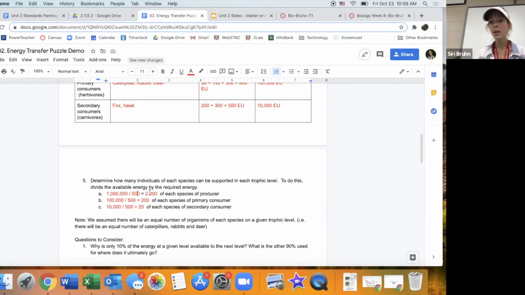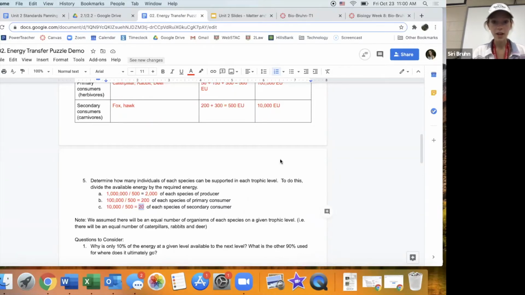So really quick, what do you notice about the number of each species on the trophic levels? How do those numbers compare? I'm looking at this number. Type it in the chat. How do these numbers compare? And what shape does it reflect? How is this tying back to what we talked about before?